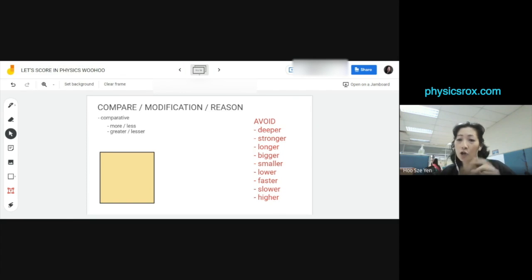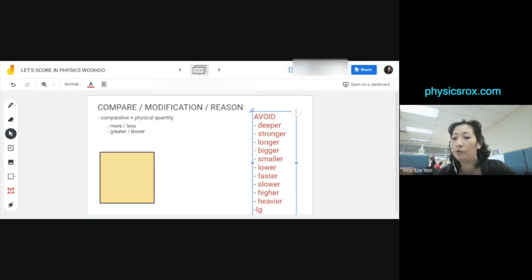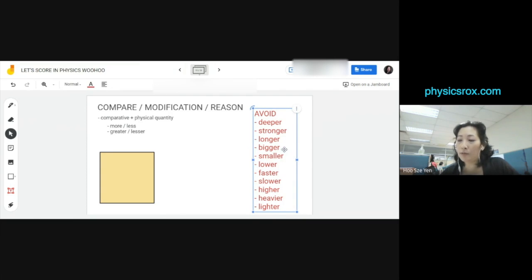So it's extremely clear. That's how you write in physics: you have to write comparative terms and you must mention the physical quantity. For example, greater mass. So you don't say heavier. Don't say heavier, right? You don't say the pressure is stronger. You don't say the car is faster. You say greater speed, lesser speed.